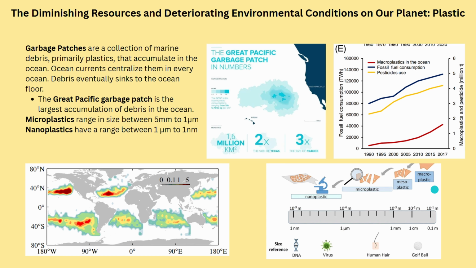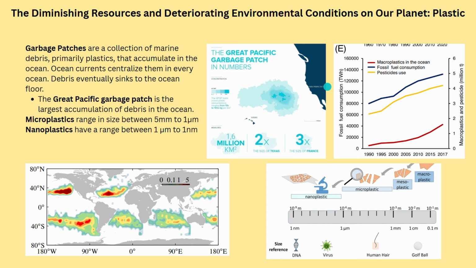Now, remember about degradation? Well, when plastics are between 5 millimeters and 1 micrometer, it's known as a microplastic. When plastics are between 1 micrometer and 1 nanometer, it's known as a nanoplastic. Put that into perspective. Between 1 centimeter and 0.1 of a meter is a golf ball. A virus is less than 1 micrometer, and DNA is on the scale of nanometers. And it's important to note that nanoplastics are on the cellular and molecular levels.